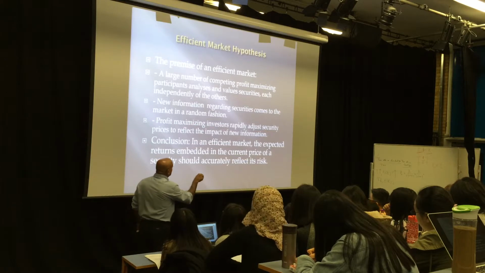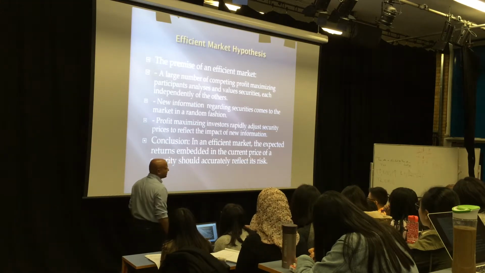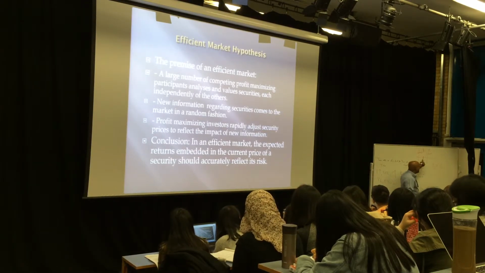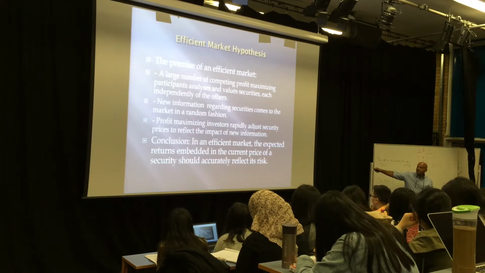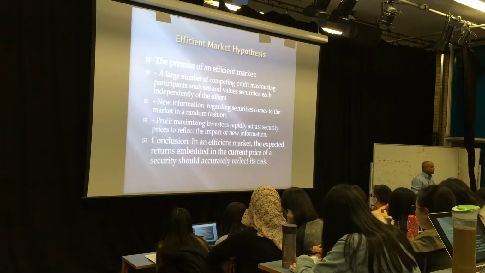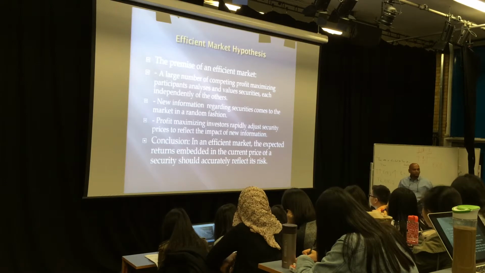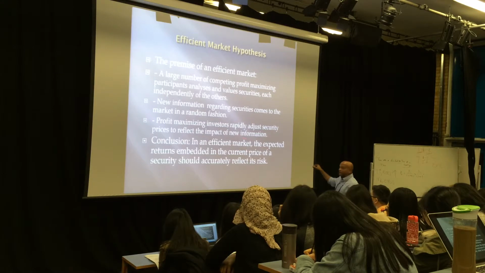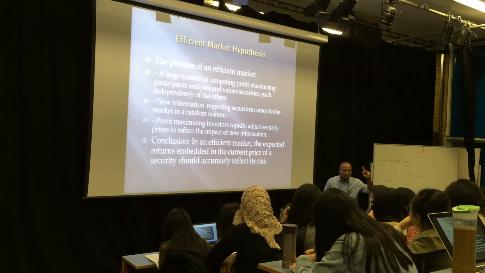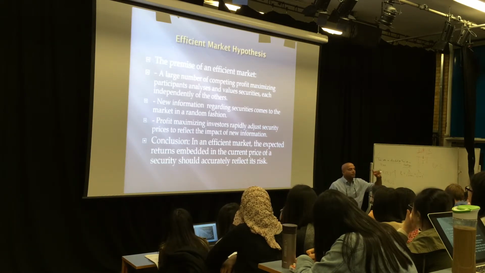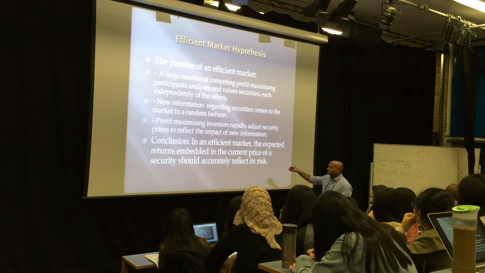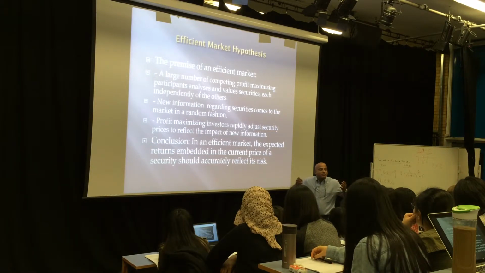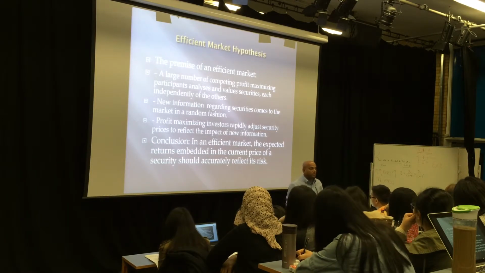Profit maximizing investors rapidly adjust security prices to reflect information. The moment information is released, all these guys adjust to the news very quickly: the brokers, the investors, the buyers, the sellers. So in conclusion, in an efficient market, price and return reflect the right risk. The price and return reflect the correct risk. Higher the risk, higher the return. Lower the risk, lower the return.